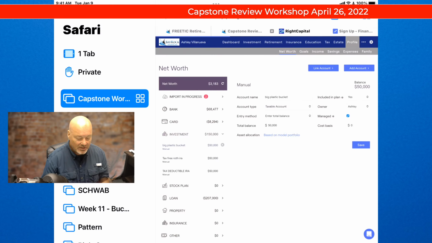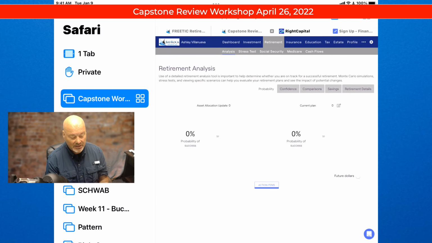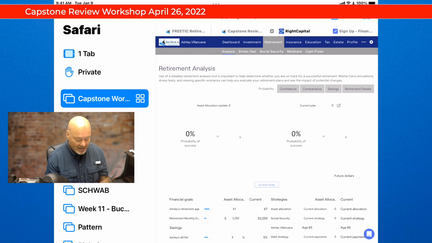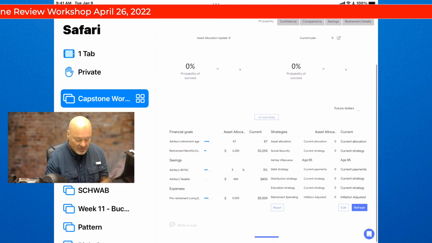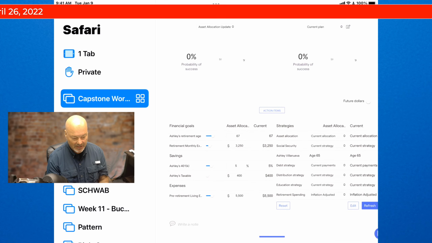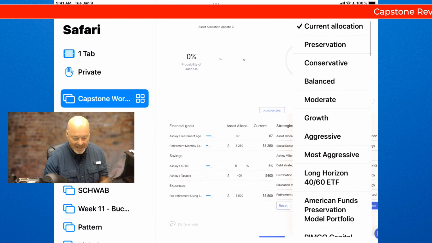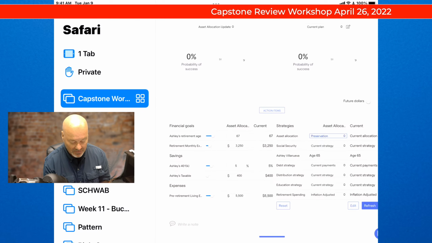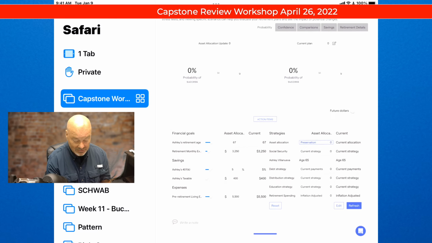However, there's another way to do it. If we go to the retirement analysis, this is where you want to go, and you click on action items, you see that the way you have it set up right now is current allocation. So I am going to click that instead of current allocation, which we know, Ashley, is preservation, because that's how you set it up.